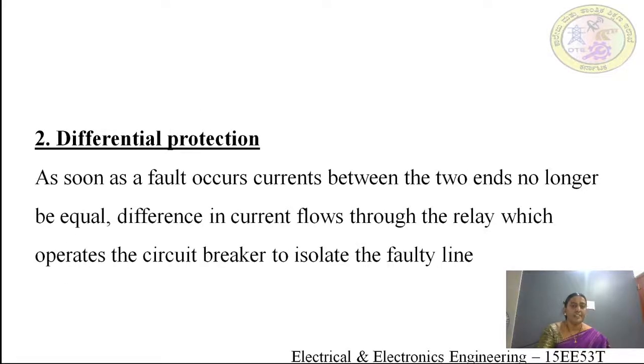Then when does it operate? As soon as a fault occurs, the current at the two ends is no longer equal. The difference in current flows through the relay, which operates the circuit breaker to isolate the faulty line. So this is the condition at which the differential relay is going to operate.